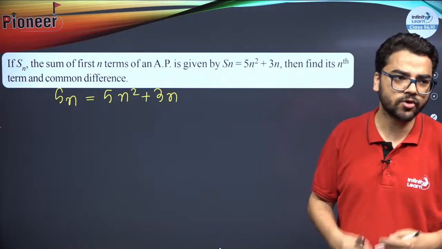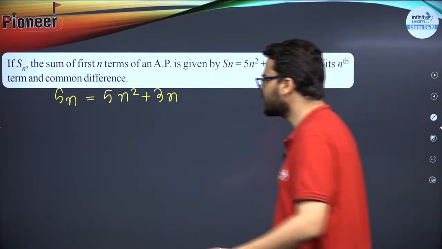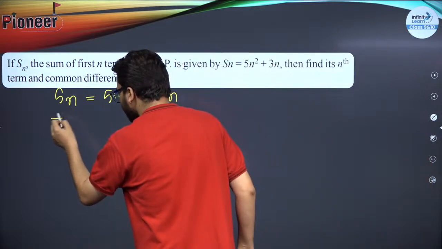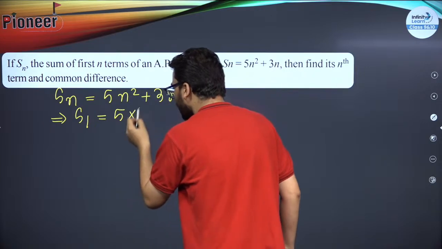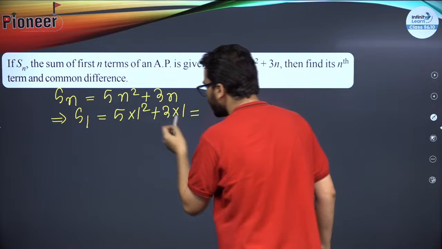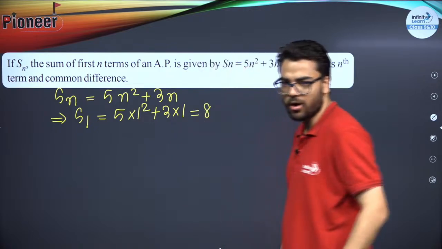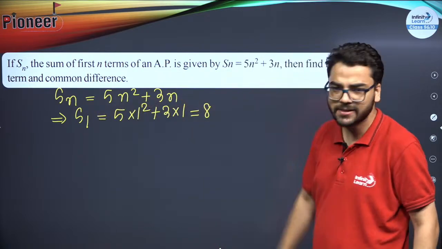It is not clear, Ayusha, the previous question. So it is Sn over here. So suppose I put 1 on both the sides of this. Can I not say S1 will be equal to 5 into 1 square plus 3 into 1, correct? So that is equal to 5 plus 3, 8. Because if I put n is equal to 1 in the left hand side, I have to put n is equal to 1 in the right hand side as well.